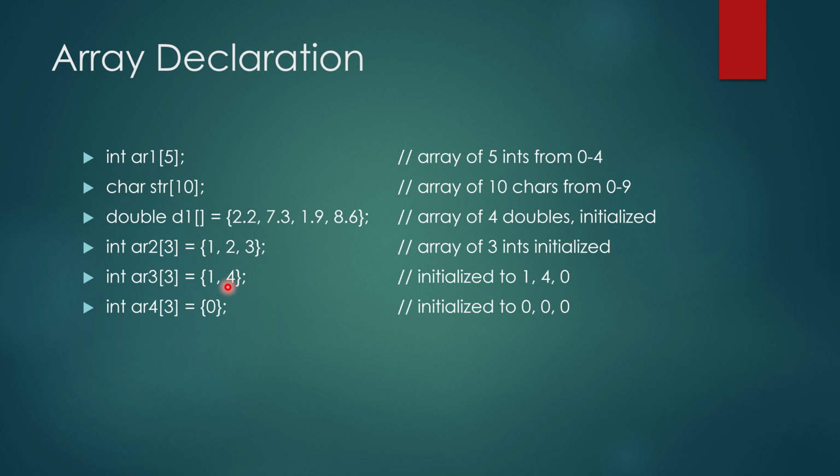If we provide too many values, it just stops using after it hits the number of values it needs. In the next one, we create an array of size 3, and we initialize it to 0, and it's going to pad it with more zeros, which is equivalent to setting the entire array to be 0.